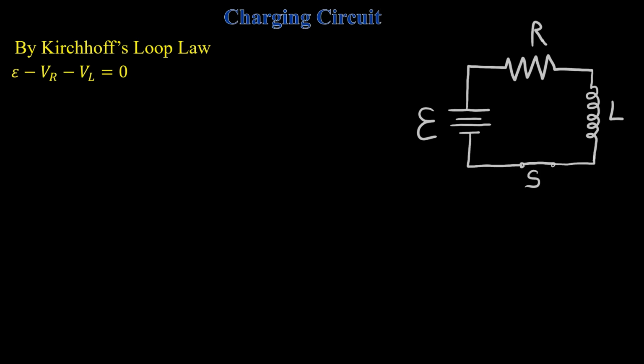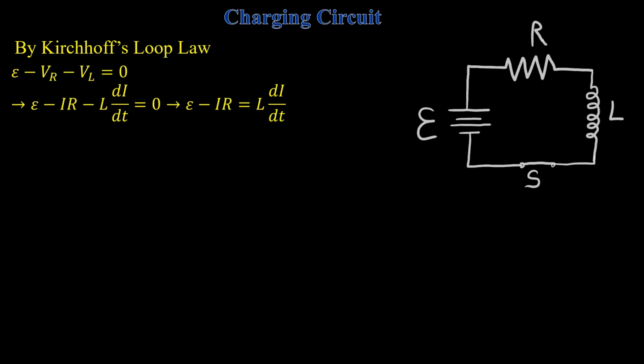Of course, initially, VR is 0 and VL is epsilon. Let's re-express these terms in terms of things that are useful. We have battery EMF minus the voltage across the resistor, which is IR, minus the voltage across the inductor, which is L di/dt. And now here we are. We have di/dt in the same equation as I. So the current depends on the rate of change of current, which makes this a first order differential equation. And we're going to solve it. This is not difficult because it's just the same first order equation we've been solving all year.